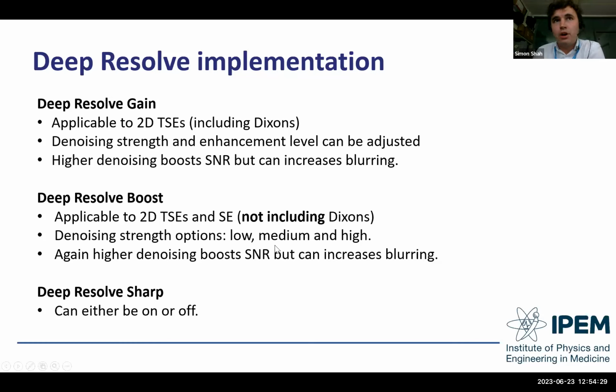The denoising strengths here are low, medium, and high. I haven't presented this data, but there's some phantom work that was done in Leeds by Matthew, who showed that the SNR using low is not a significant boost, and so your best bet is to use medium or high. Again, it will be tailored to what you want and how it's best suited for you. But using too high can also then lead to blurring. For Deep Resolve Sharp, it can either be on or off. So again, if you're recommended using Boost and Sharp, it's an intermix. You need to try and work out what works best for you and your site.